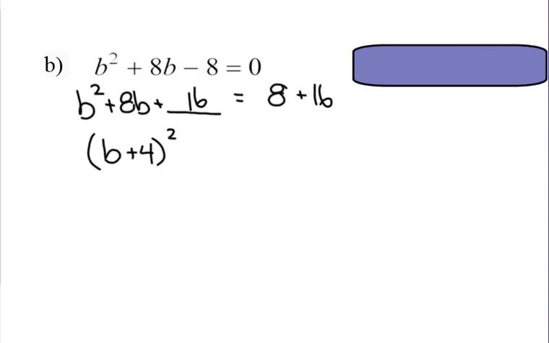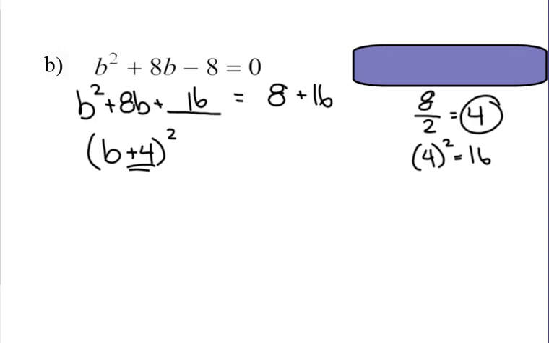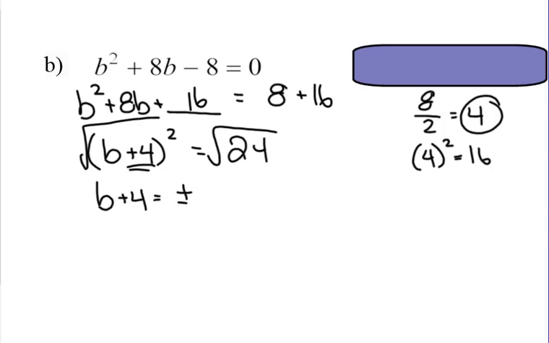Again, notice our half of the middle number, when I divided by 2, was 4, and then I went 4 squared is 16. Notice those. Find a pattern. And 16 plus 8 is 24. Square root both sides. B plus 4 is equal to plus or minus. We can simplify our 24. That's going to be 2 root 6.